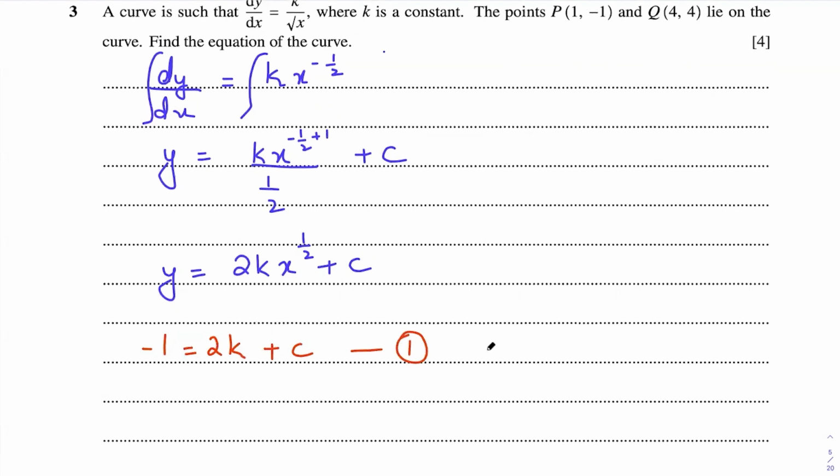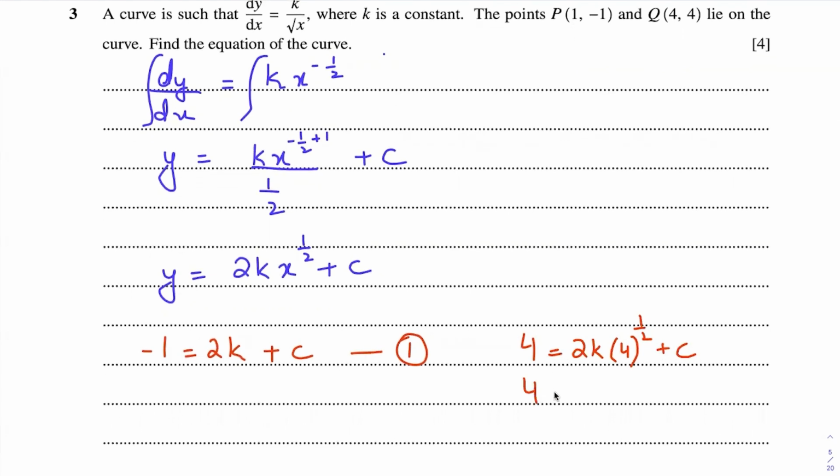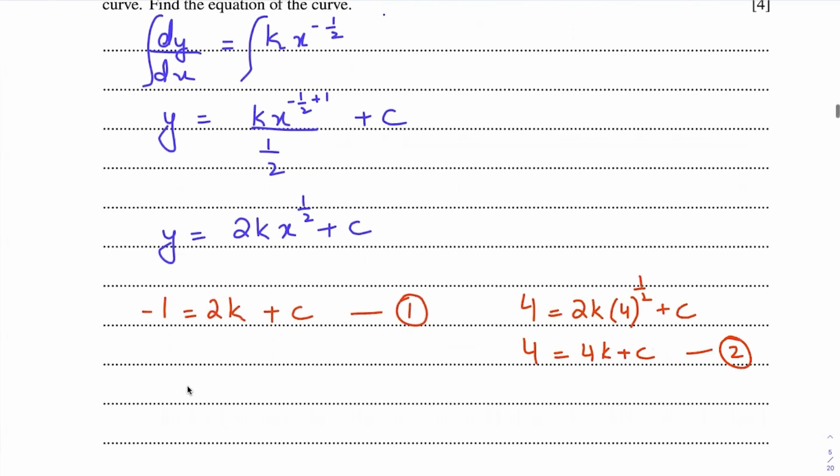Substituting point Q, which is (4, 4), we get 4 is equal to 2k times 4 to the power 1 upon 2 plus c. So the square root of 4 is 2. So we have 4 is equal to 4k plus c, which is our second equation. Solving the two equations simultaneously, we get 2k plus c is equal to -1 and 4k plus c is equal to 4.